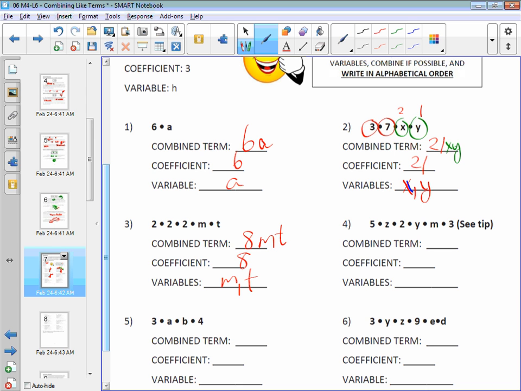Okay, Ben, what do you got? I agree. Put it in alphabetical order. Let's do a quick check. We'll make z 1, we'll make y 2, and we'll make m 3. Let's just do it together. 5 times 1, times 2, 10 times 2, 20. 20 times 3, 60.